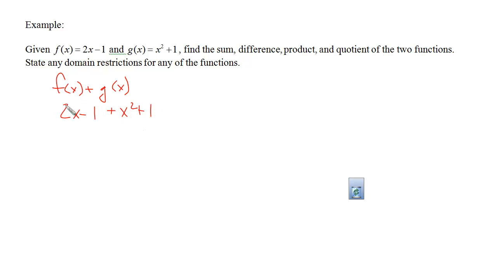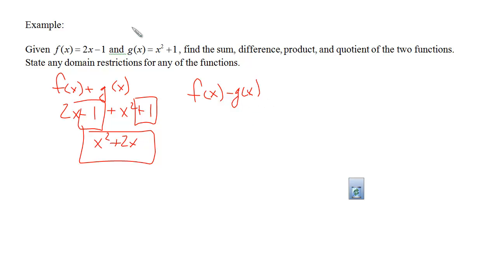And this really just breaks down to combining like terms. So I have a single variable here, minus a 1 plus x squared, and plus 1. So the only things I can actually combine are the ones. Those cancel out. In this case, for the sum, I'm left with x squared, the highest exponent, so I'll write that first, plus 2x. So that's the sum.